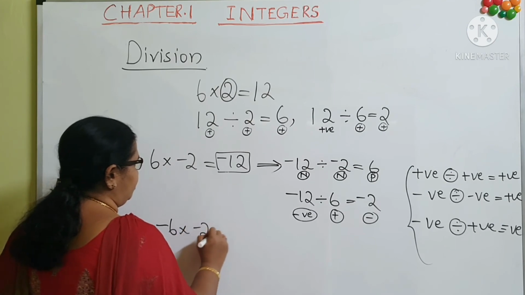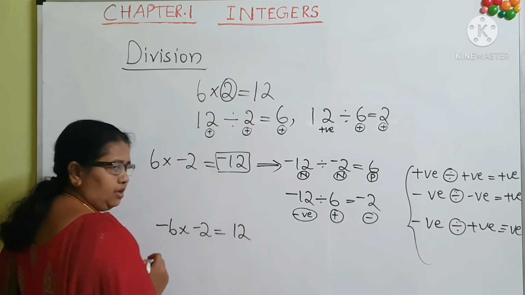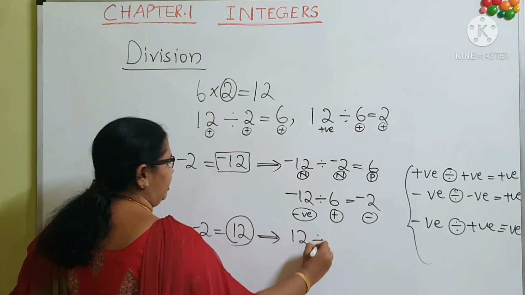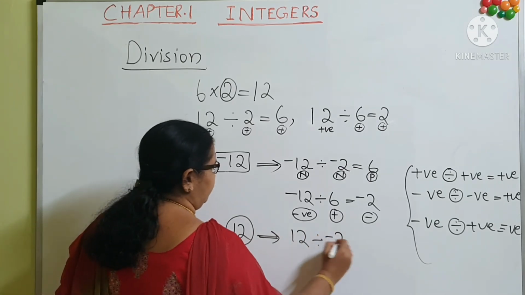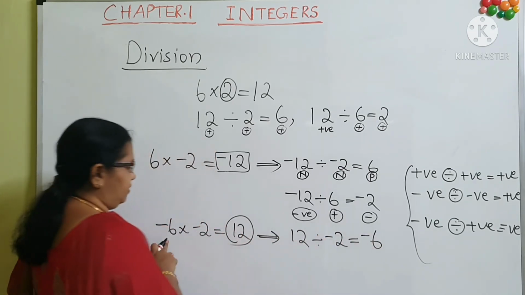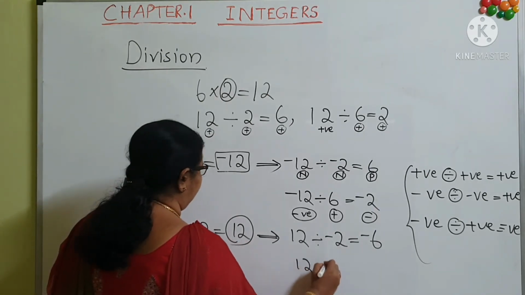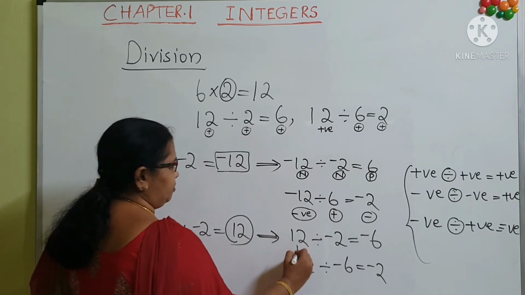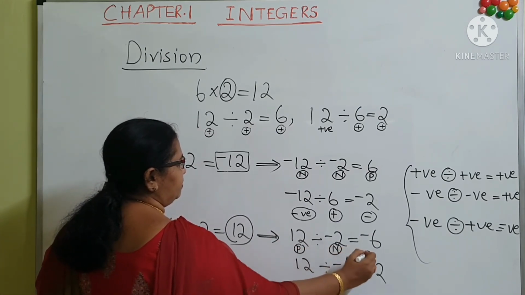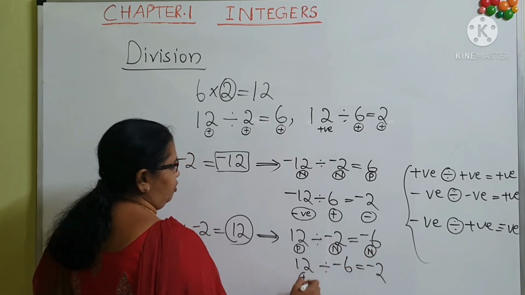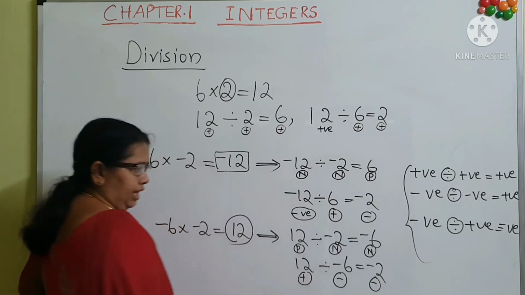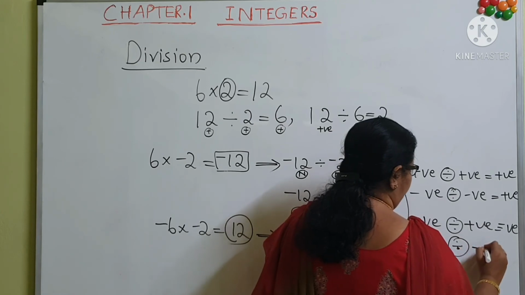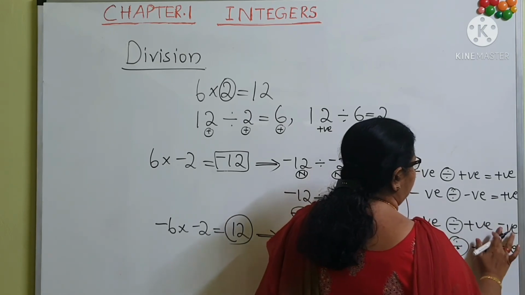Negative 6 into negative 2 is, negative into negative is positive 12. That implies the product 12 divided by one of the integers, negative 2, is equal to negative 6. And 12 divided by negative 6 is equal to negative 2. That is, this 12 is positive. The quotient is negative. Positive divided by negative is negative.